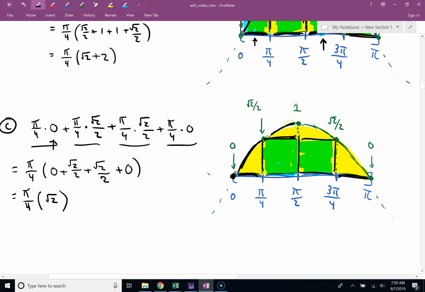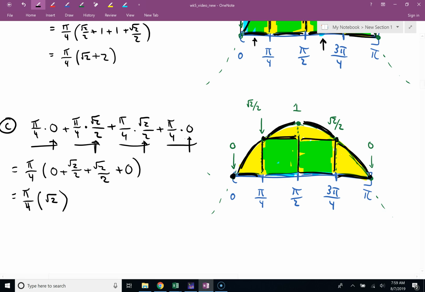And then for the second piece, the smallest that it ever was, back here, was root 2 over 2. So that's why I chose that for my second piece. For my third piece, again, the smallest that it ever got was over here on the right-hand side, again at root 2 over 2. And then finally on my fourth and final piece, the smallest that it ever got was 0. So I chose that. So always choosing the smallest one.